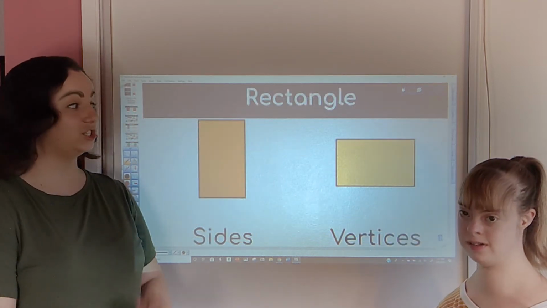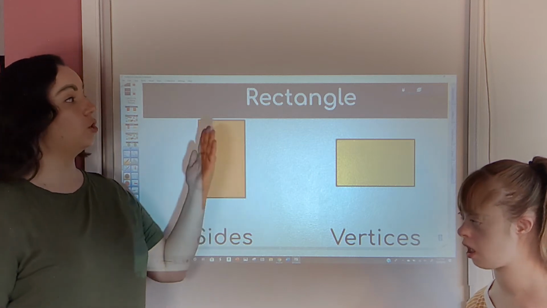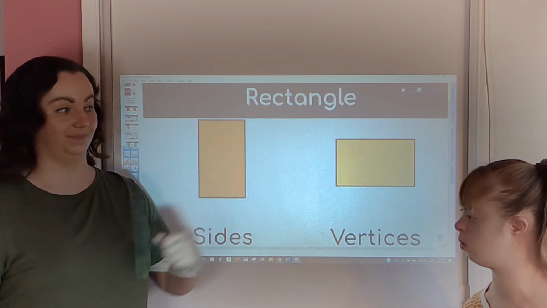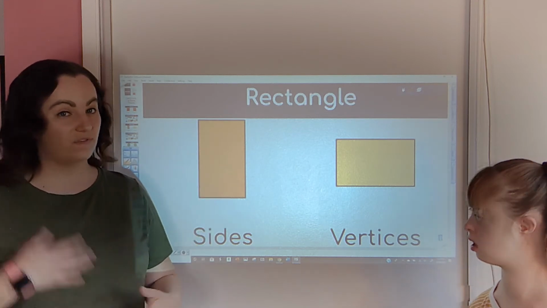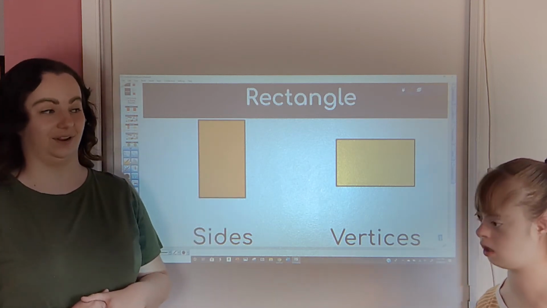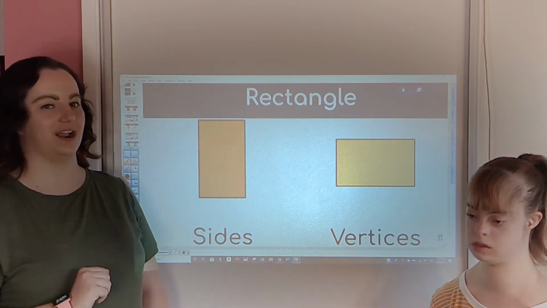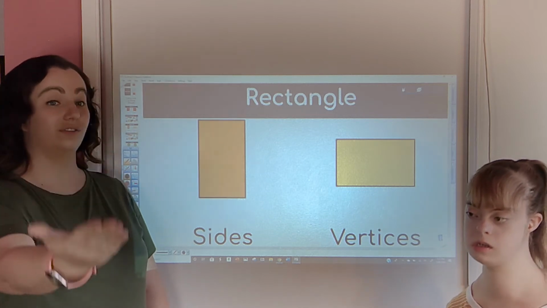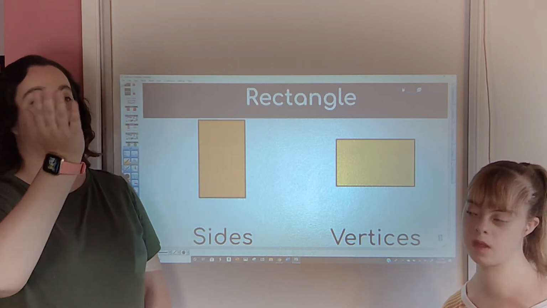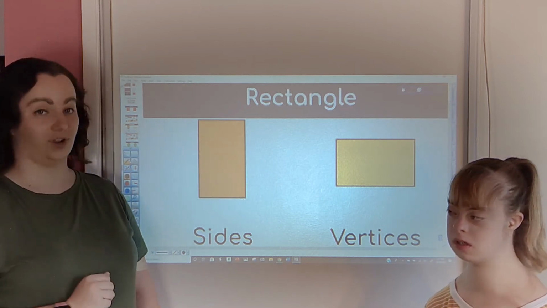Here's our next shape we're reviewing. Our next shape is rectangle. I know we've worked on those before, but let's get comfortable saying it, okay? I'm going to say rectangle, so I'm going to point to you to say rectangle. Ready? Rectangle. Rectangle. Rectangle, good. Again, rectangle. Rectangle. Rectangle, good.